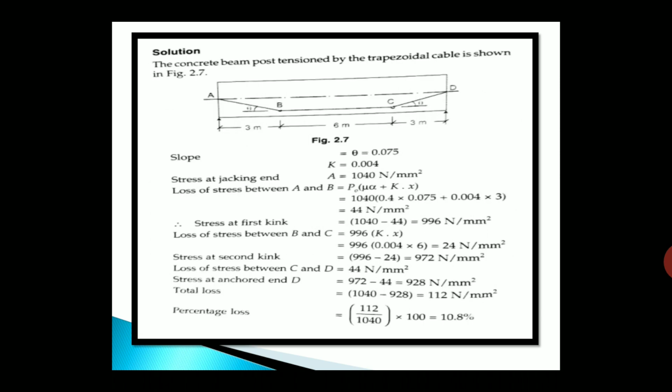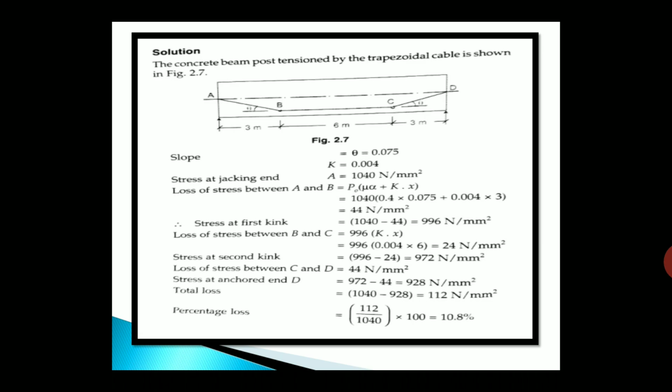So we have drawn a schematic diagram. The total length is 12 meters. The central 6-meter portion is flat, that is BC, and AB and CD are the inclined portions. Let us say that end A is the end where jacking is done and end D is the far end. So we have to move from A towards D, that is portions AB, BC, CD.